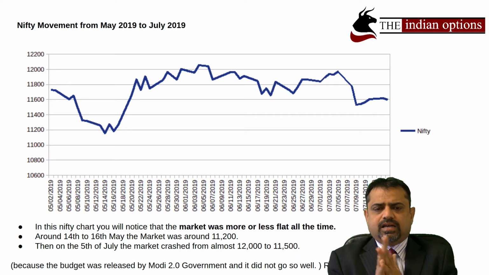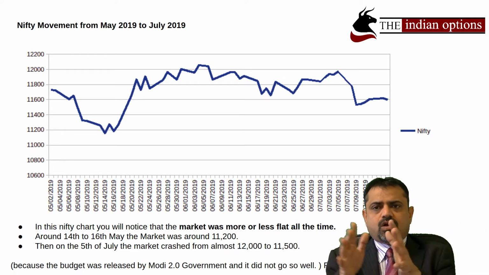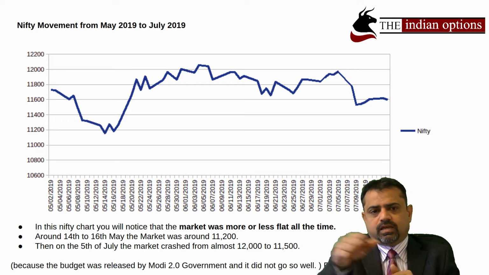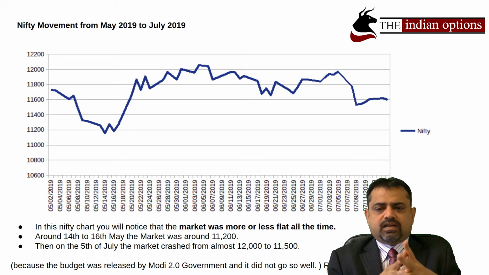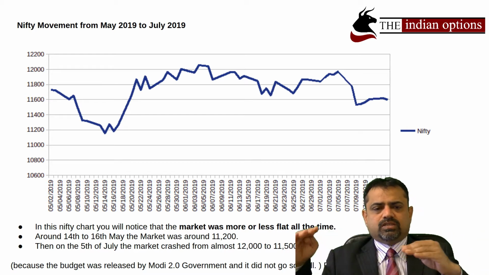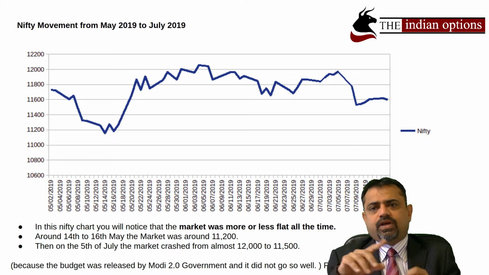Now in this next slide I have taken an example of the Nifty chart, because I wanted to show a few things here. So this is the Nifty chart from May to July, almost 2-3 months of the Nifty chart, basically the values of Nifty. Now in this Nifty chart you will notice that the market was more or less flat the whole time. It didn't go much from 11th, and from 14th to 16th May, you will see that there is a very big dip there.